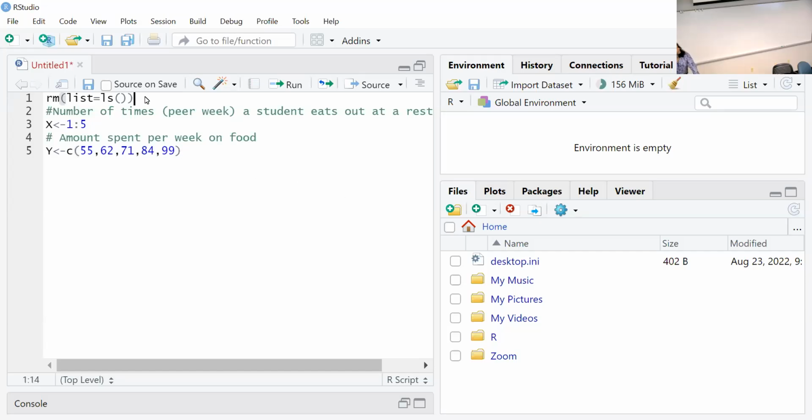So you can forget, well, I wouldn't say forget the first line. The first line is setting the environment, always a good practice to start with that. And so X is the number of times per week a student eats out at a restaurant, and X is 1 through 5. And the next one is the amount spent per week on food. And those are the values.